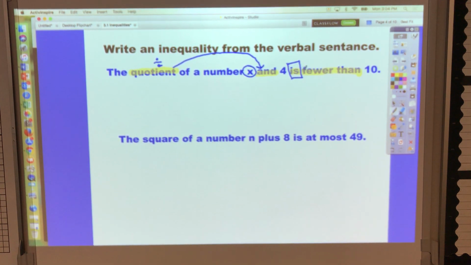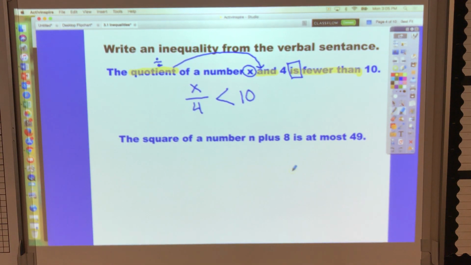So this time it doesn't mean equals because there's a phrase with that. So it wants x quotient 4, so x divided by 4 is fewer than 10. So it's 10 to be the bigger number, so my symbol has to open up towards that 10, giving me x divided by 4 is less than 10.